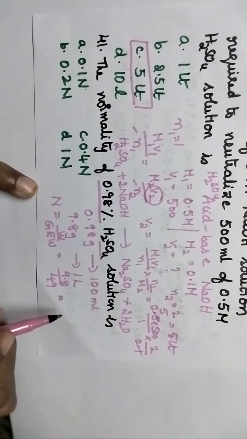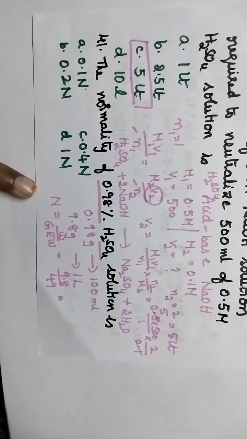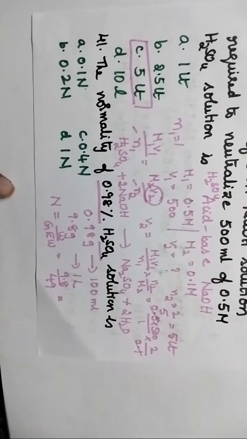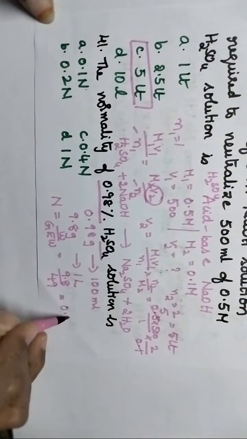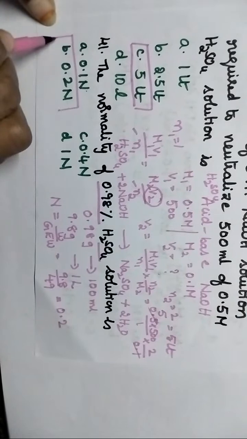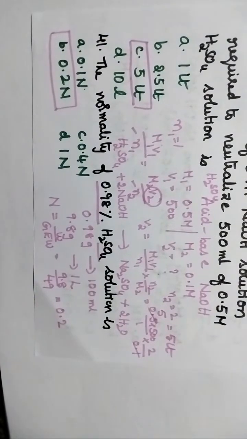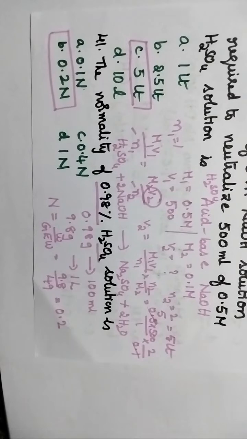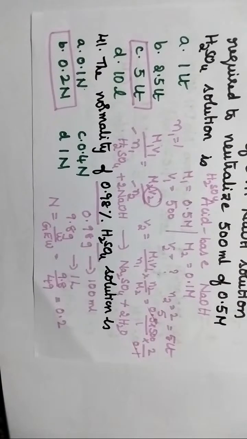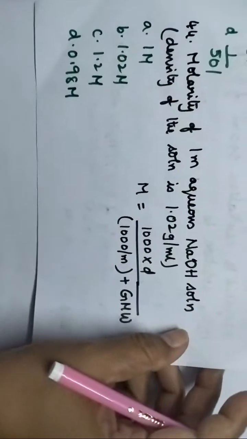Nine point eight divided by 49 is equal to how much? Yes, very good. 0.2. So the right option is 0.2 normal solution. Clear? Very good. Now everyone is giving the right option. A few more bits to conclude.